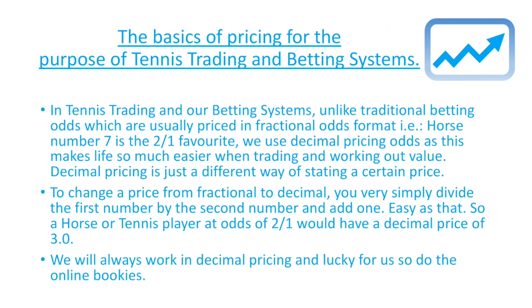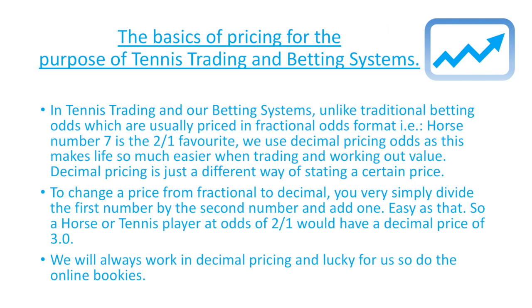Now, I'm sure most of you who are taking this course are familiar with how betting prices work, but for those who are not, here is just a quick word on the subject of decimal pricing. In tennis trading and our betting systems, unlike traditional betting odds, which are usually priced in fractional odds format, i.e. horse number 7 is the 2-to-1 favourite, we actually use decimal pricing odds, as this makes life so much easier when trading and working out value.